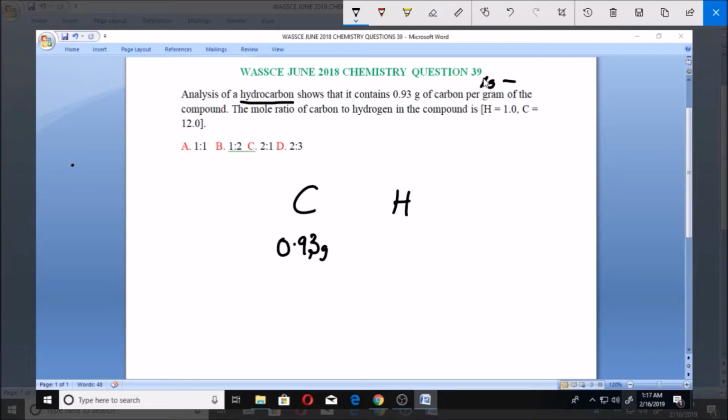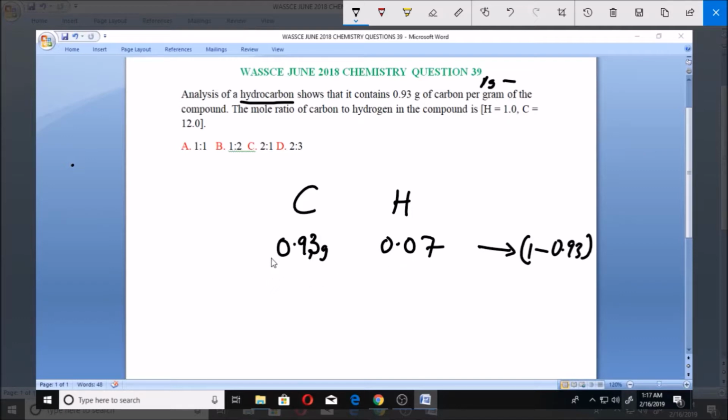So if there is 1 gram of the compound and 0.93 is carbon, the remaining should be hydrogen because it is a hydrocarbon. So that remaining should be 1 minus 0.93, and that will be 0.07. So how did we get this 0.07? By simply saying 1 gram of the hydrocarbon minus what is carbon there, which is 0.93, you get this 0.07. So that is what we have.